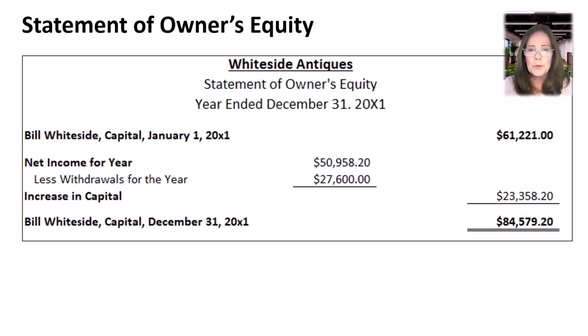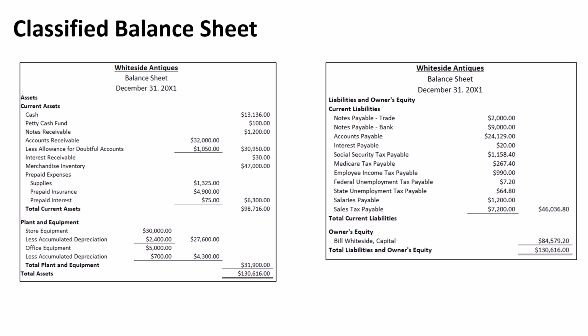The statement of owner's equity also shows how good of an investment the owner made by starting this business. For sole proprietorships and partnerships, this statement is especially important. The next step after preparing our classified income statement and the statement of owner's equity is to prepare the classified balance sheet. Just like we grouped our income statement by categories, cost of goods sold, selling and operating expenses, we group categories of assets and liabilities.